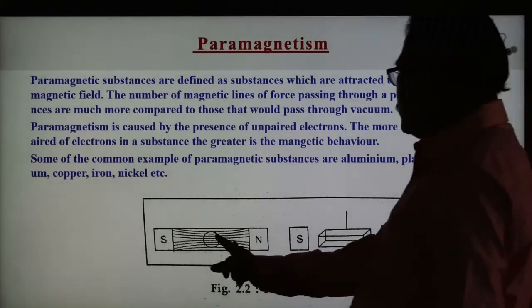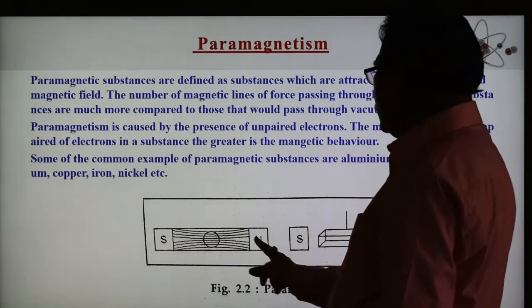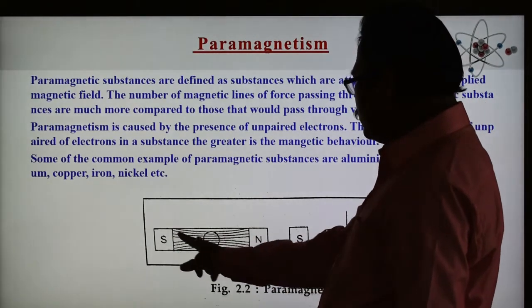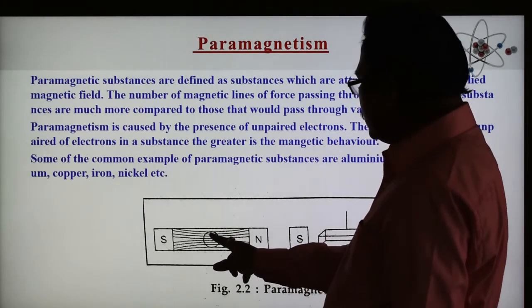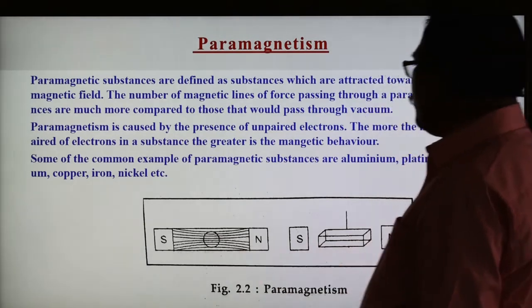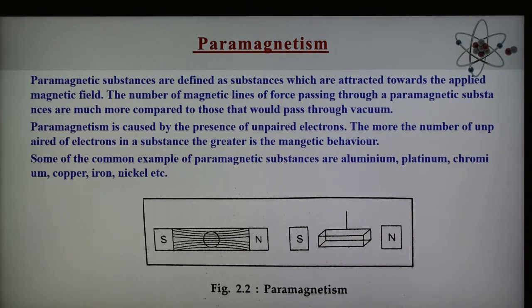In the figure shown, this is the magnetic substance, south pole, north pole. The magnetic lines of force passing through the substance, maximum lines are passing through the substance instead of through the vacuum. This is because this substance attracts the magnetic lines of force, so there is an attraction, and therefore maximum magnetic lines of force pass through the substance instead of the vacuum. Such materials are known as paramagnetic substances and the phenomenon is known as paramagnetism. Paramagnetism is caused by the presence of unpaired electrons, because these substances contain one or more unpaired electrons, and therefore they show paramagnetism.